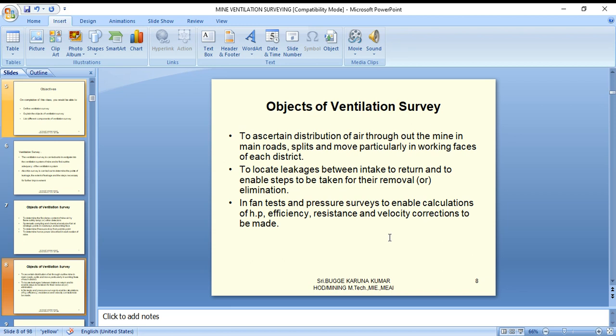In fan testing and pressure surveying, to enable calculations of HP (horsepower), efficiency, resistance, and velocity corrections to be made. So this is the basis for fan testing calculations of HP, efficiency, resistance, and velocity; these objectives will be fulfilled by the ventilation survey.